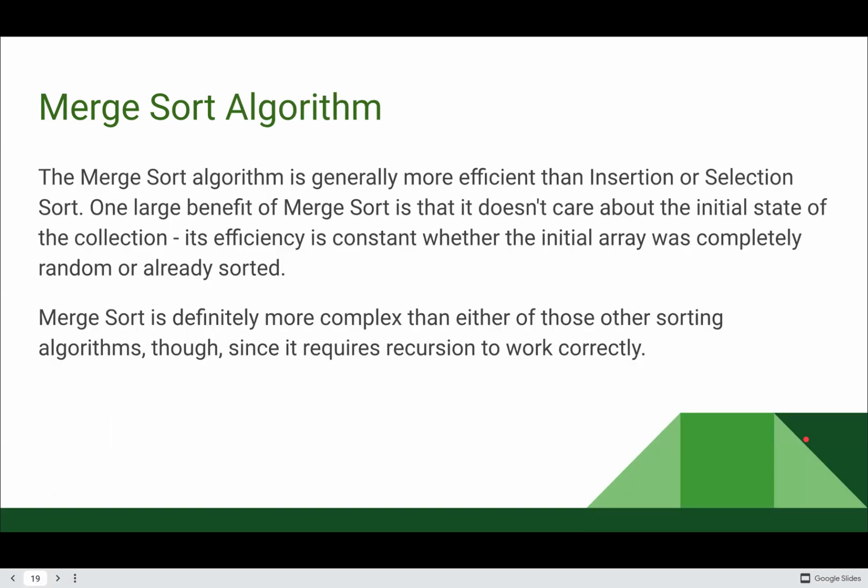So some information about merge sort before I talk about implementation. The merge sort algorithm is generally going to be more efficient than insertion or selection sort. A very big benefit of this algorithm is that it does not care how the original array was originally sorted. The efficiency of merge sort is constant depending on the size of the collection, whether the original array was completely random or already sorted. It'll have the exact same efficiency in both scenarios. Now, it's definitely more complex than either of those two other sorting algorithms. It's going to require recursion in order to work correctly.